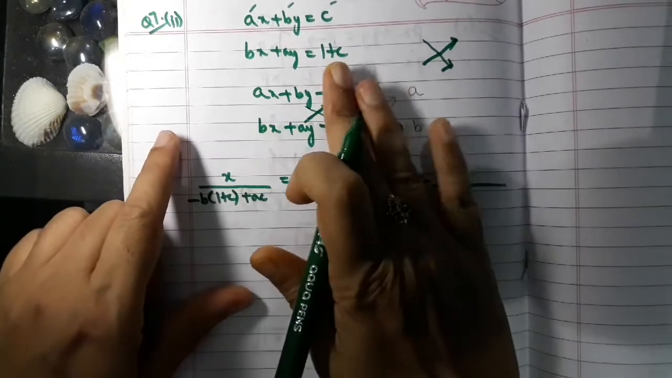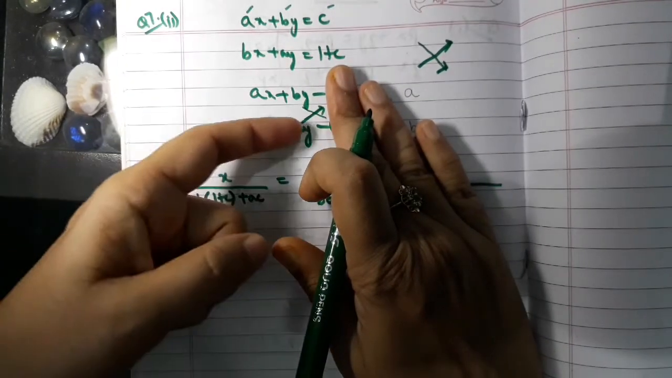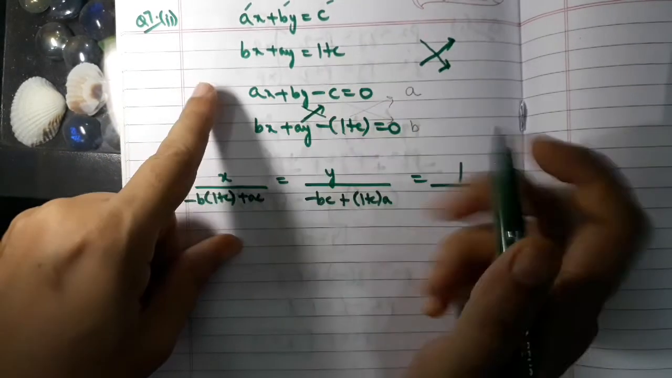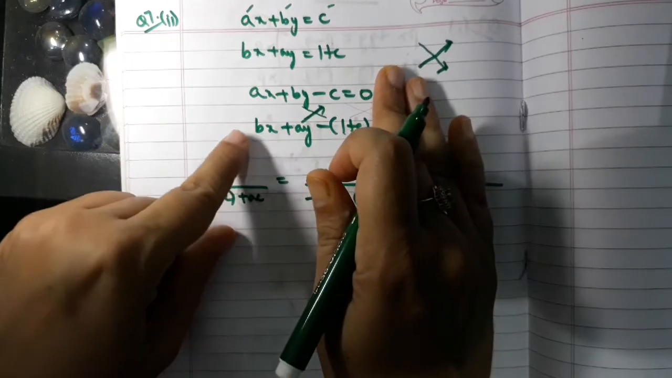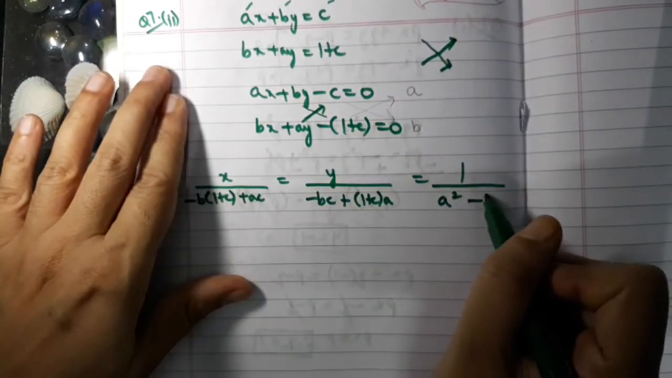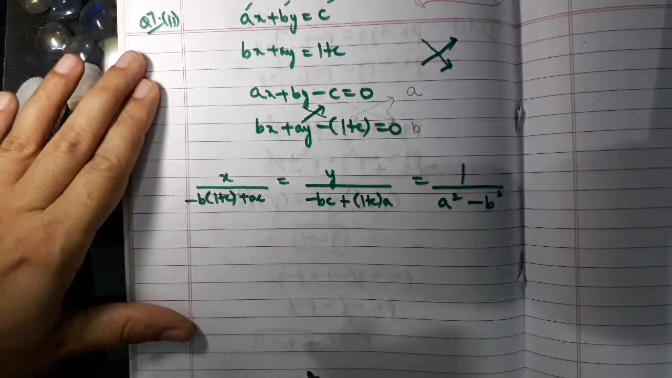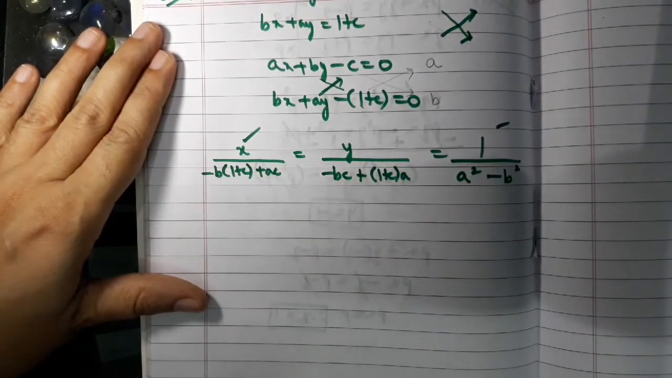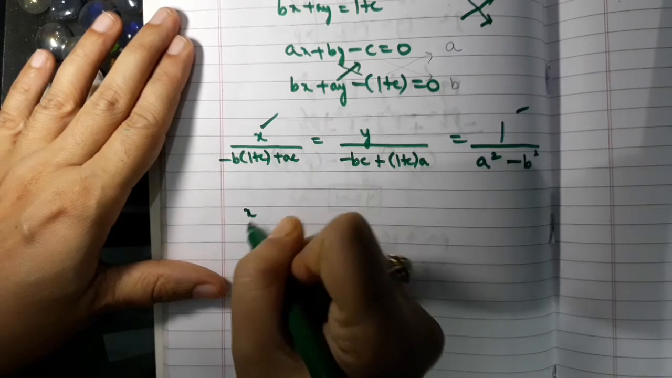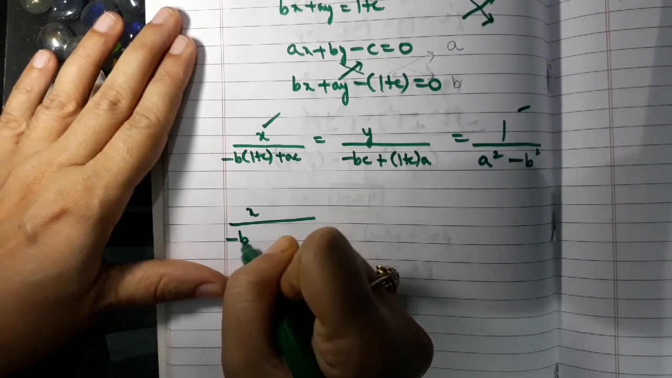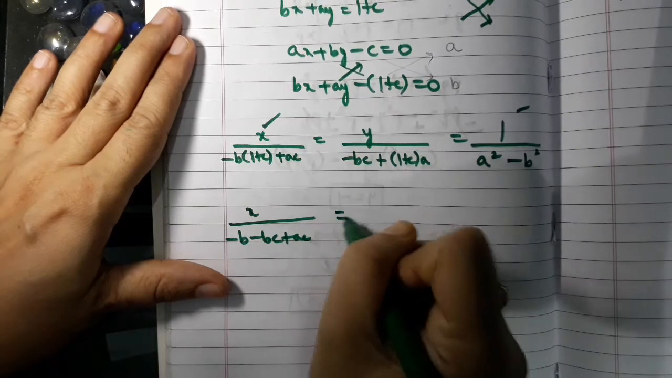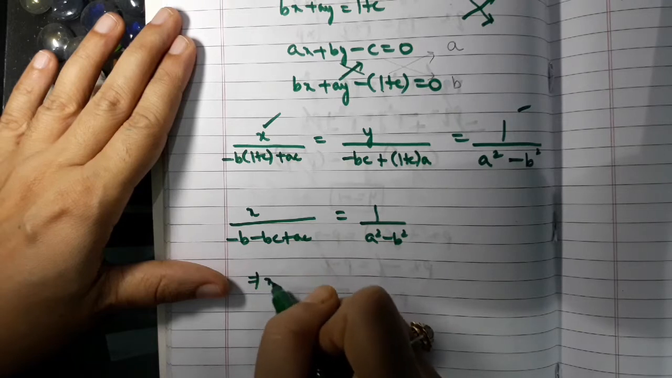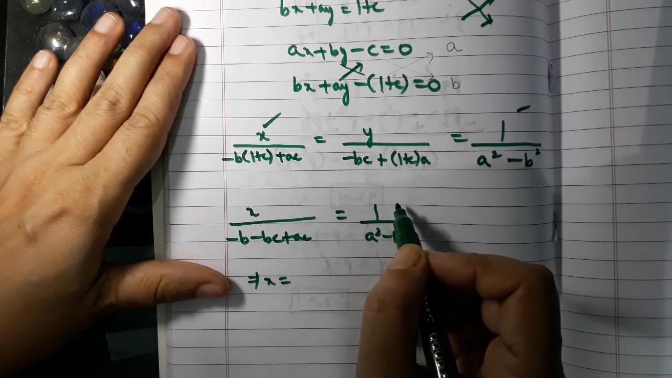Now 1 is a constant, so hide the constant and now cross multiply. You have to take only the coefficients. So it becomes a into a, that is a square, minus b into b, that is b square. So this is what we obtain. Now to find out the values of x and y, we equate the first and the third terms. So over here this becomes x upon minus bc plus ac is equal to 1 upon a square minus b square. So this gives us x is equal to, this term comes over here.